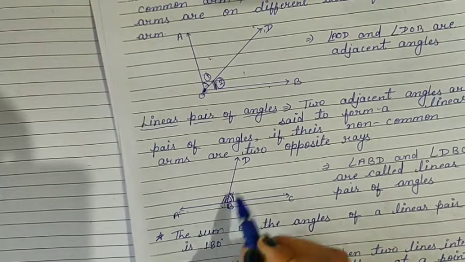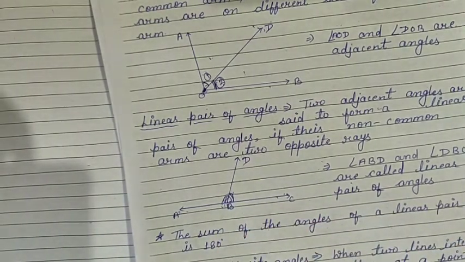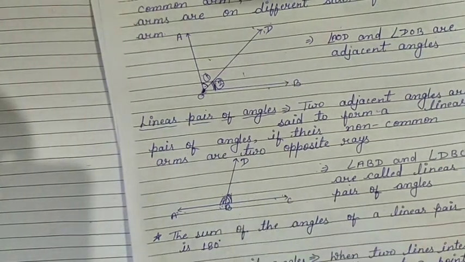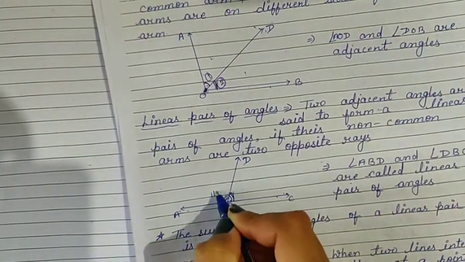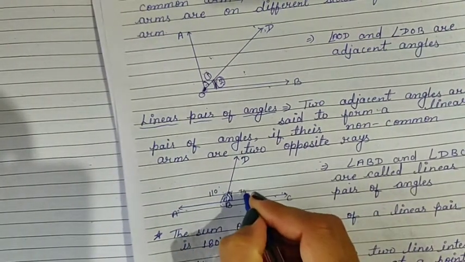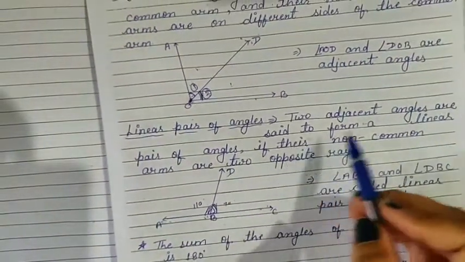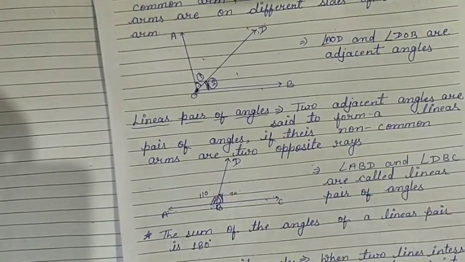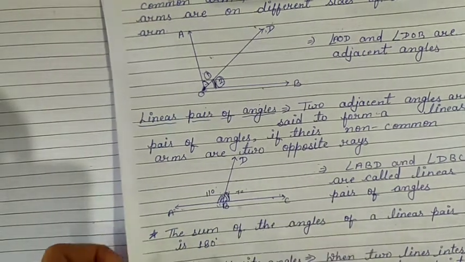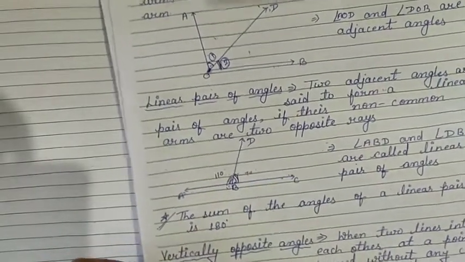Angle ABD and angle DBC are called a linear pair of angles, and the sum of the angles of a linear pair is 180 degrees. It means if this is 110 degrees, then this must be 70 degrees. Okay students, two adjacent angles are said to form a linear pair of angles if their non-common arms are two opposite rays or a straight line, and the sum of angles of a linear pair is 180 degrees. This is a very important property.